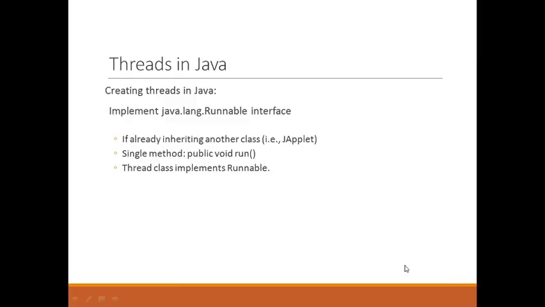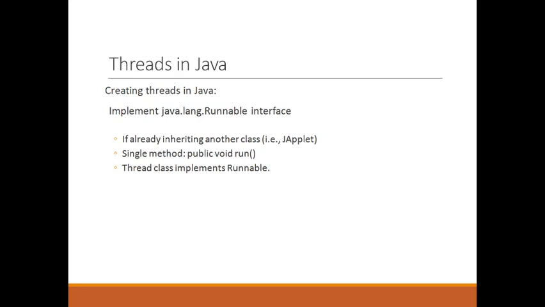In the last class, we discussed threads and multi-threading in Java, and I told you that there are two ways by which you can create a thread. The first way is by extending the Thread class, and the second way is by implementing the Runnable interface.